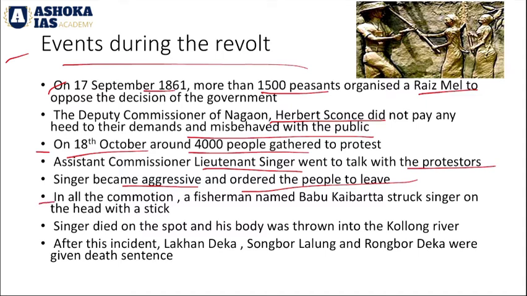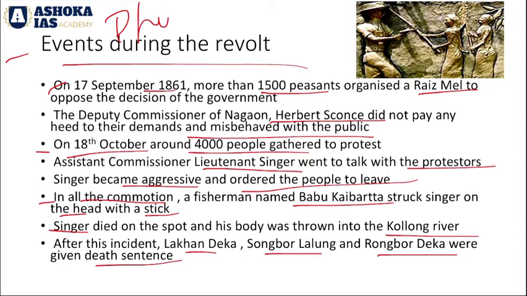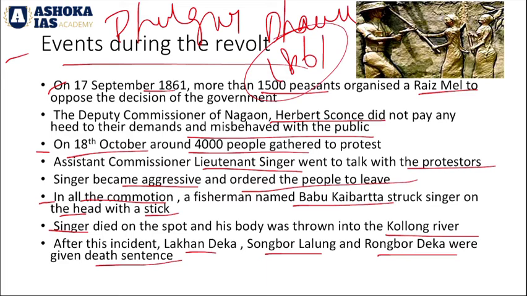So, in all the commotion, the people got really agitated by the behavior of Singer, and a fisherman named Babu Koibotto struck Singer on the head with a stick. Singer died on the spot and his body was thrown into the Kolong River. After this incident, Lokhon Deka, Songbor Lalung and Rongbor Deka were given death sentences. So this event in history is known as the Phuloguri Dhawa, which took place in 1861.